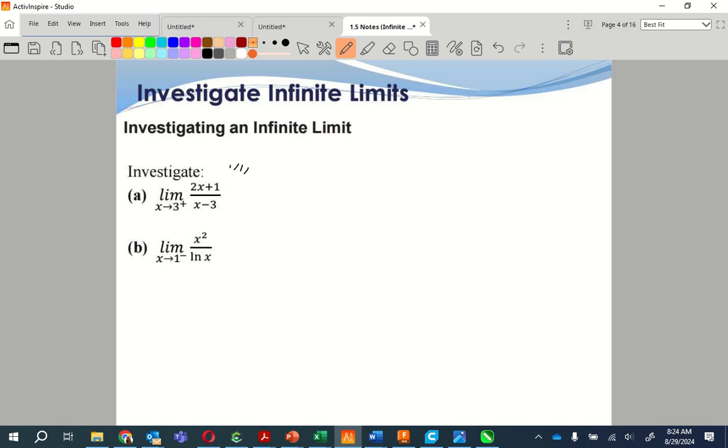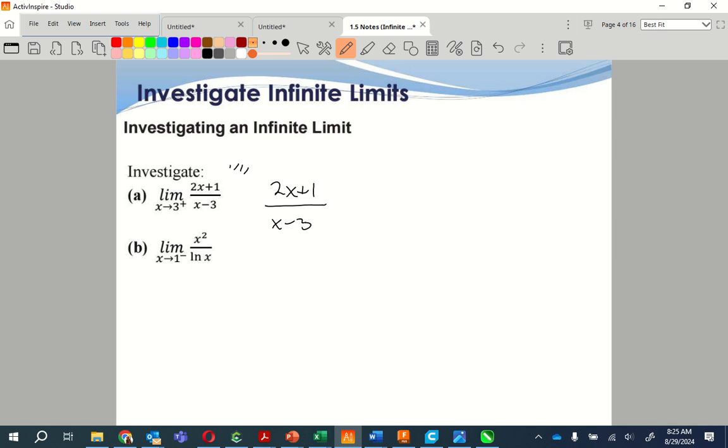So, right here. Let's see. As it is approaching from the left, can I plug in just 3? Say no. I cannot plug in 3 because what's going to happen? 0 in the denominator, right? So, investigate the limit. Right here, it is going to be 2x plus 1 over x minus 3. So I could do it a couple different ways.